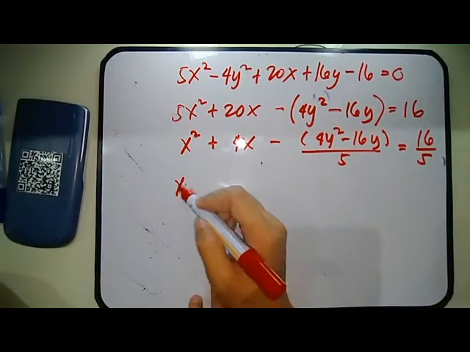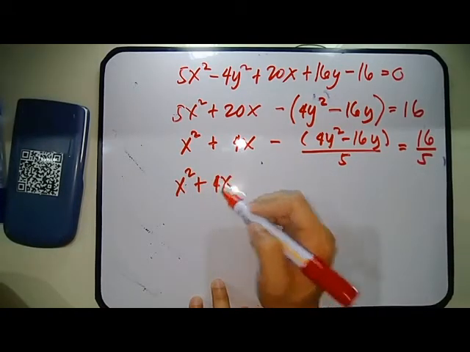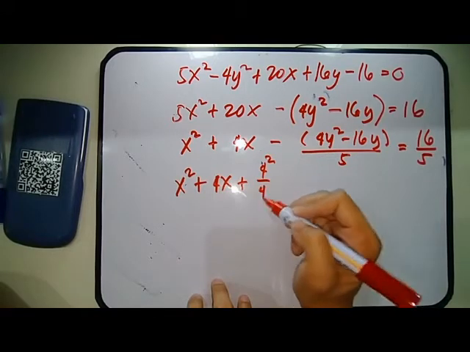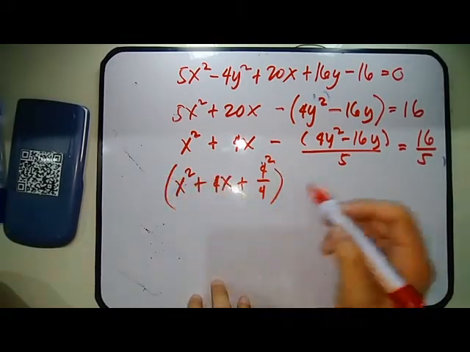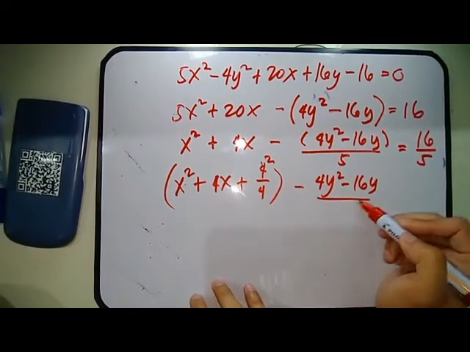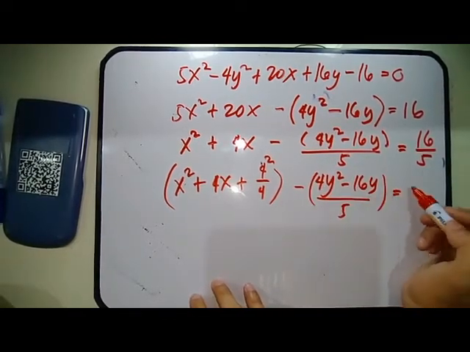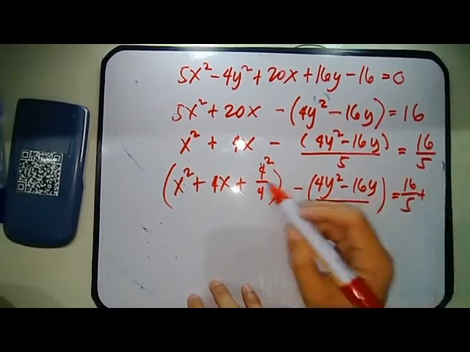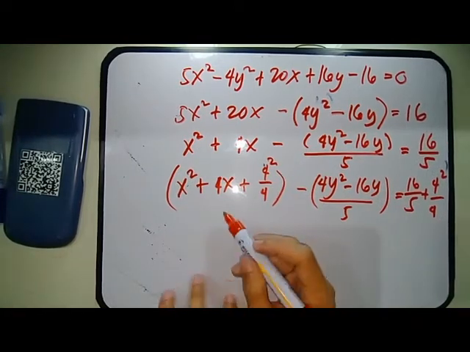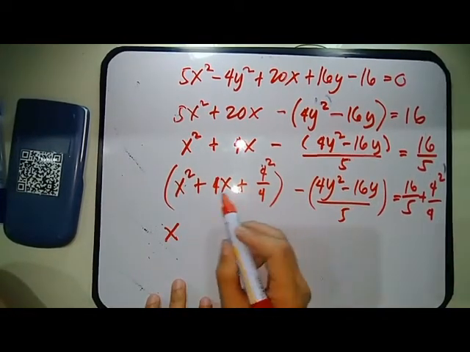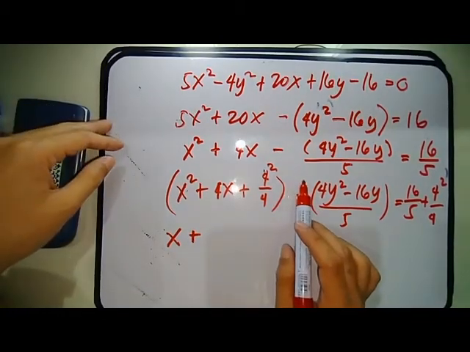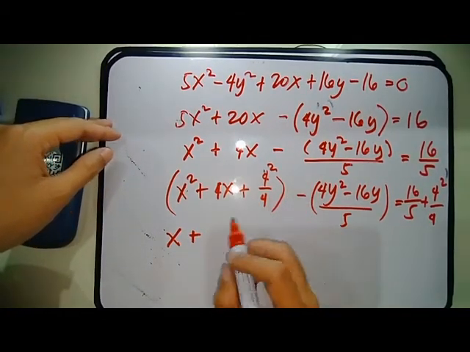Now, here we have x squared plus 4x. So, i-add natin ang, you have 4 squared over 4. 4 is a constant. So, minus, you have 4y squared minus 16y all over 5. So, equal. So, 16 over 5. Nag-add tayo ng 4 squared over 4. You have here, complete na to. So, you have x. So, parehas positive. So, plus. So, 4 squared. So, 16 divided by 4. So, that is 4. So, square root of 4. So, 2.